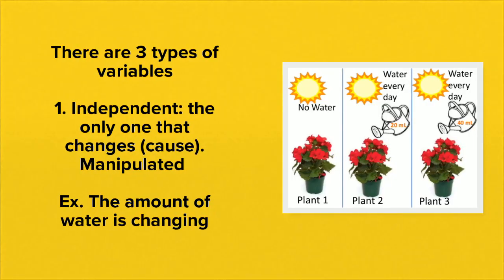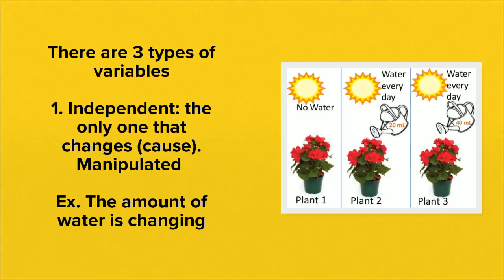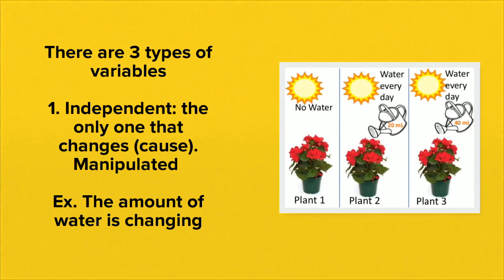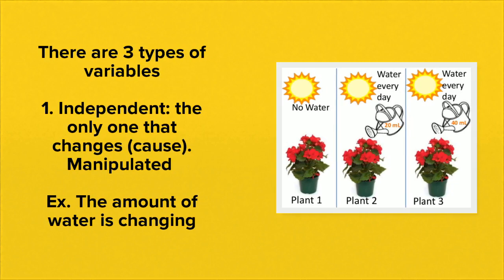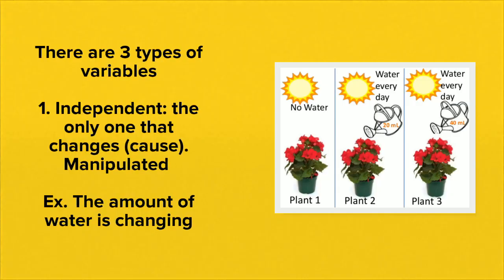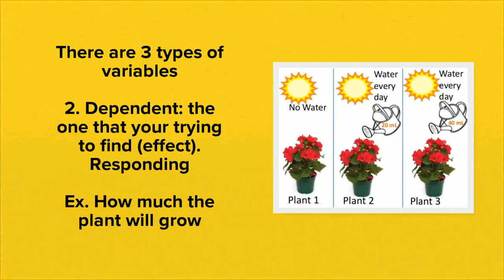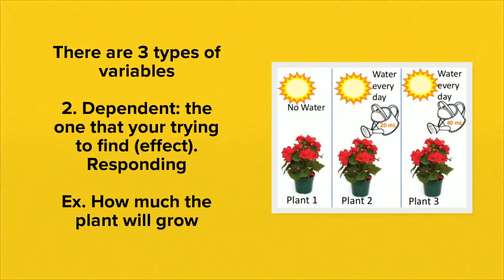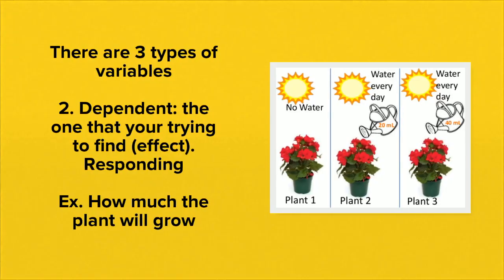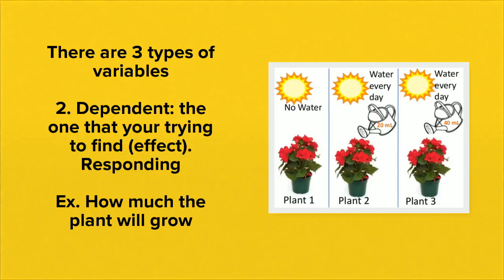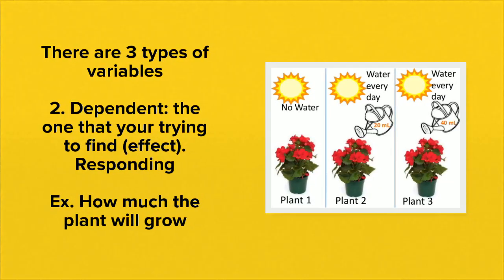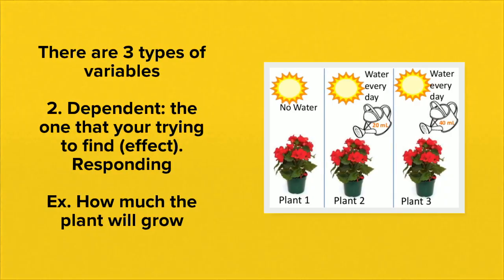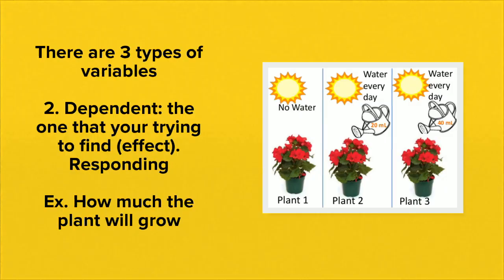The first one is known as the independent. That's the one that's going to be changing. It's the cause. It's also known as the manipulated variable. The amount of water in this experiment is the independent variable. The dependent variable is the one that we're trying to find, the effect. It's what we're measuring, also known as the responding variable. In this experiment, how much the plant will grow is dependent on how much water it receives.